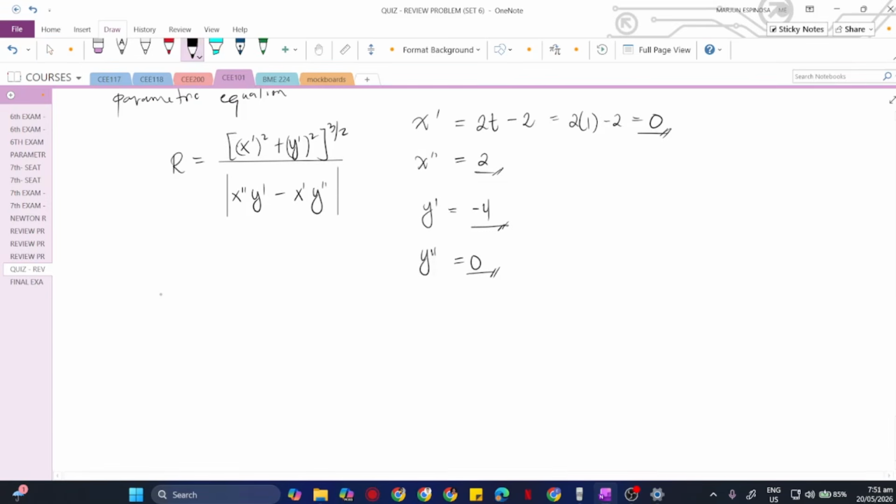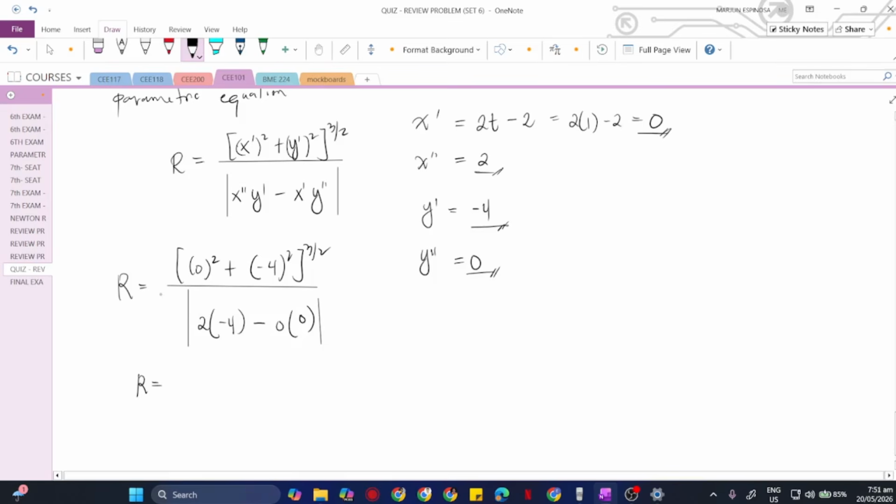So, what's left is to plug in the values we have. Okay? So, we have here, yung x prime natin is 0 square plus yung y prime natin is negative 4. Okay, negative 4 square raised to the power of 3 halves. Then, the absolute value of x double prime is 2. Y prime is negative 4. Okay, negative 4 minus, okay, minus x prime is 0 and y double prime is also 0. Okay, that's the absolute value.